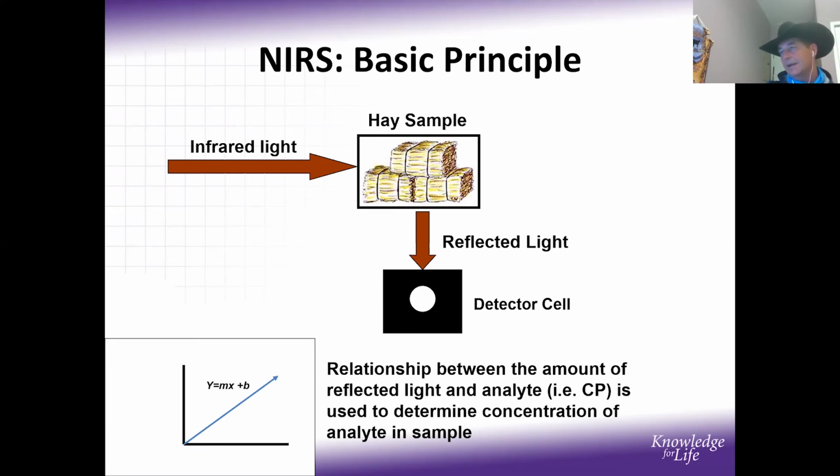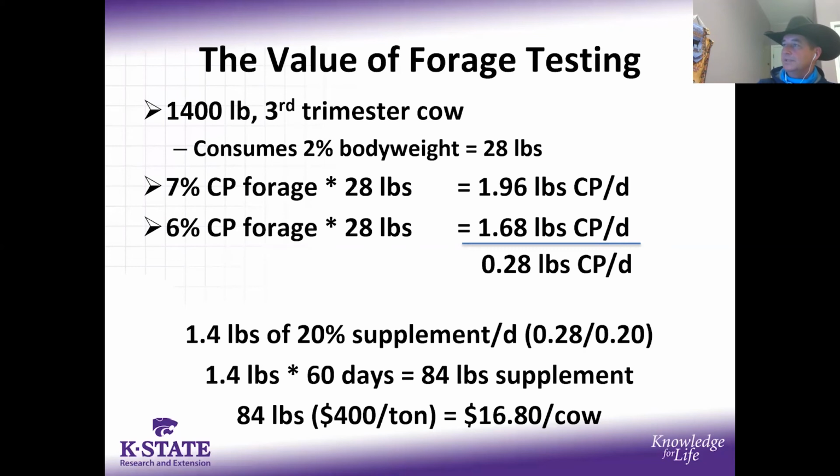So they're going to send this infrared light into the sample. Whatever the reflected light is, it's going to be collected on the detector cell. And that relationship between the amount of reflected light and the analyte is used to determine the concentration of the analyte in the sample. This slide here, we're going to attempt to put a value on forage testing.